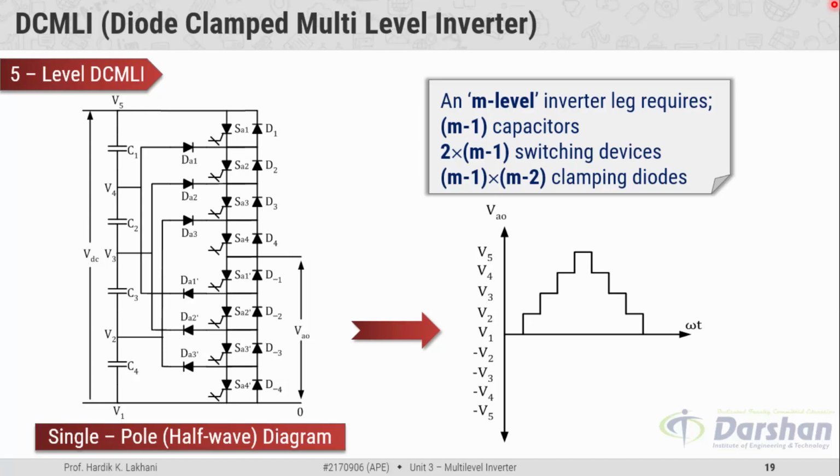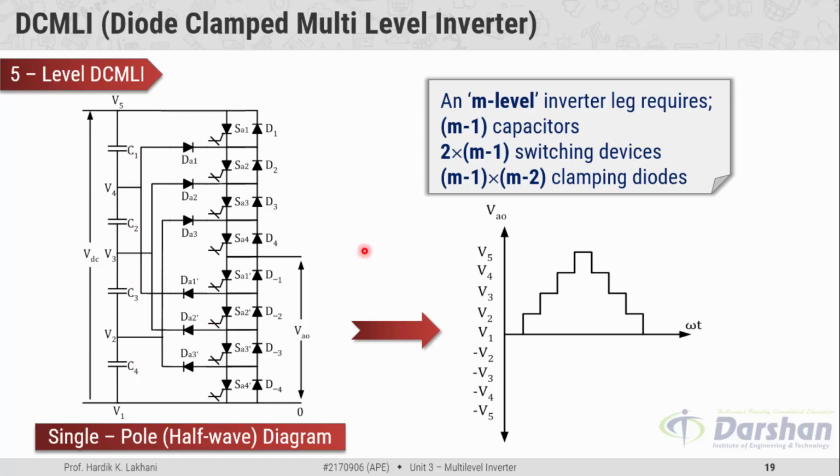So for capacitors, M is equal to 5, 5 minus 1, 4 DC biasing capacitors are required. So in the circuit diagram at the input side, you can see that 4 capacitors having equal ratings are connected in series fashion across the DC supply: C1, C2, C3 and C4.